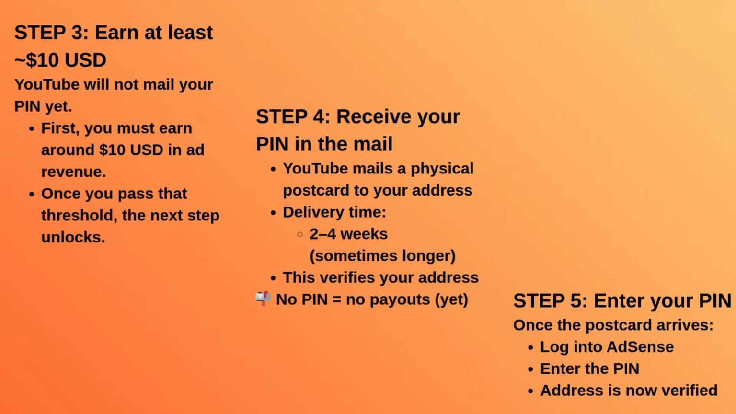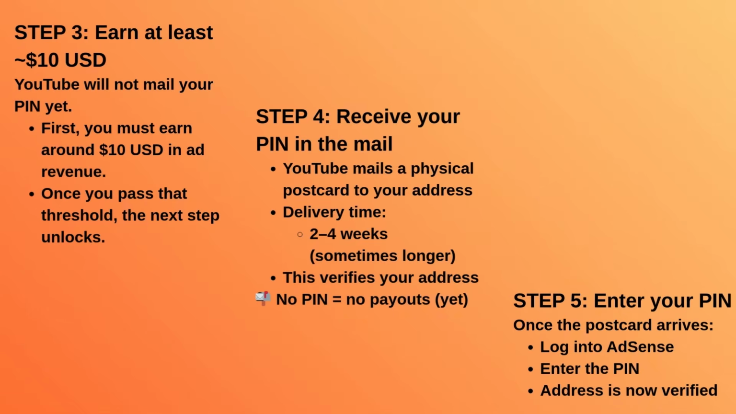Step 3 is you are going to be given a PIN number, but they will not send this PIN number to you until you've earned at least $10. Once you've reached that $10 threshold, then step 4 is unlocked. They will send you a PIN number in the mail. It will take about 2 to 4 weeks for this letter to show up in your mailbox, and it goes to your mailing address. So this is why I was saying it's really important that you use your real information, because you do not want that PIN number going anywhere else except to your mailing address. Because if you don't supply the PIN number that they send to you, you will not get paid.